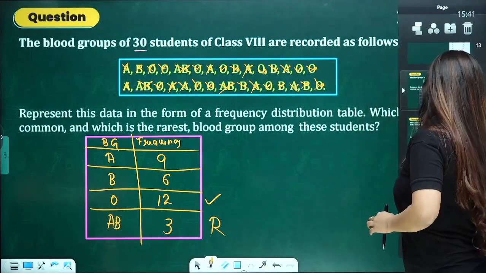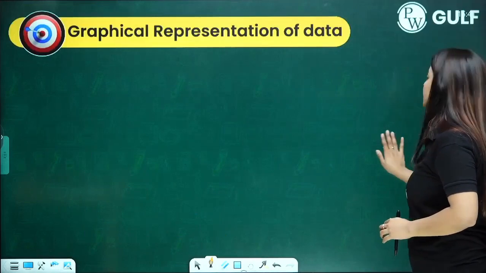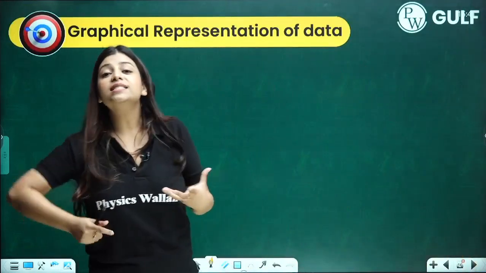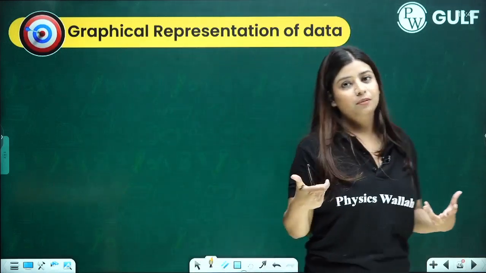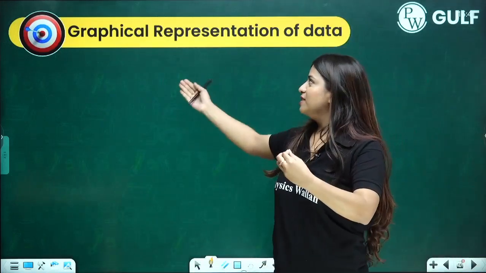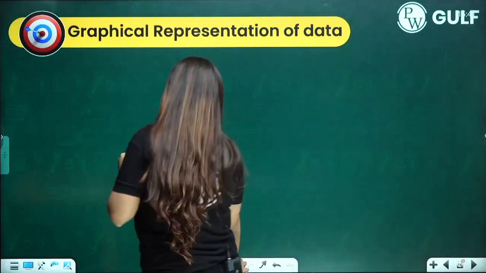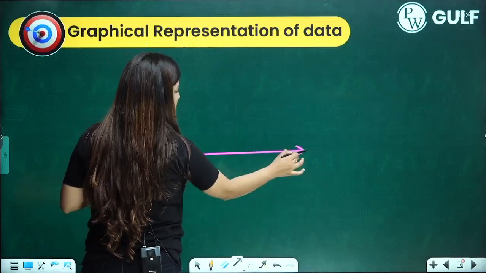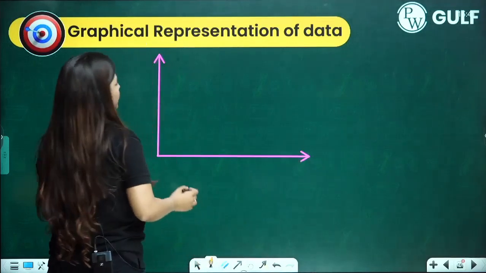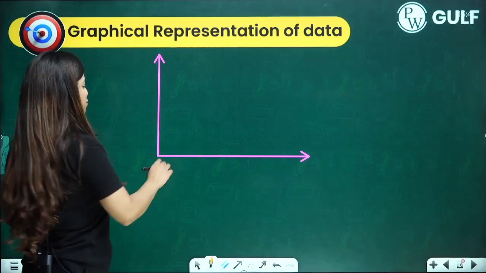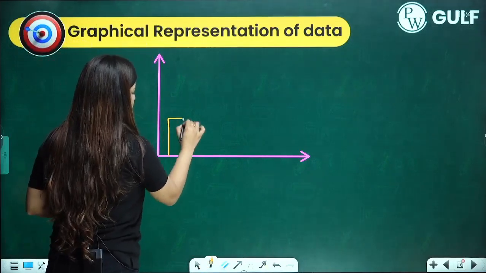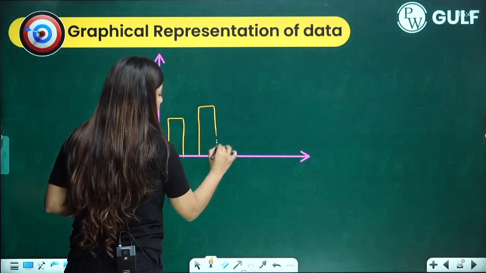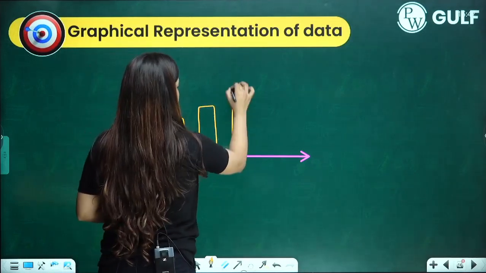The next thing that we have over here is the graphical representation. Now see, one type of presentation is the frequency distribution table. The other type of presentation is the graphical representation. For example, to draw the graph, let this be the y-axis, let this be the x-axis. For example, we are talking about population, right? So we can say that in 2015 the population was this much, and in 2019 it came up to this. Now in 2023 it came up to this.